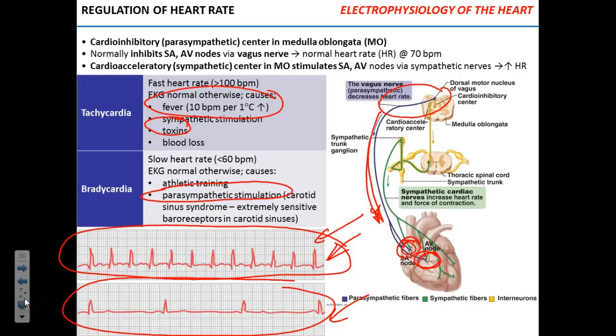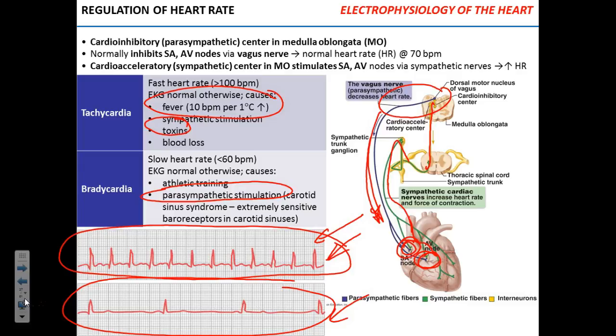At a certain point, parasympathetic control will be gone, and sympathetic nerves, depicted here as green, okay? They will take over the control of the heart and will increase the heart rate. Does that make sense?